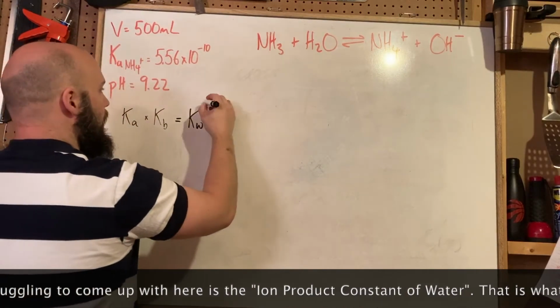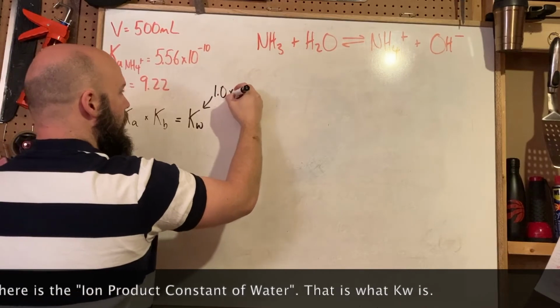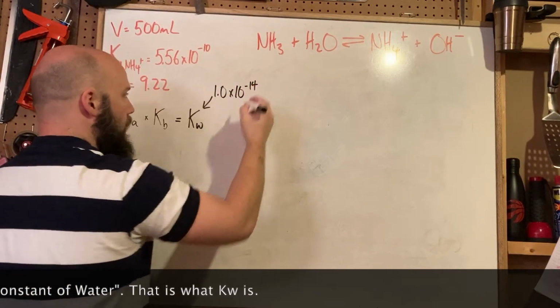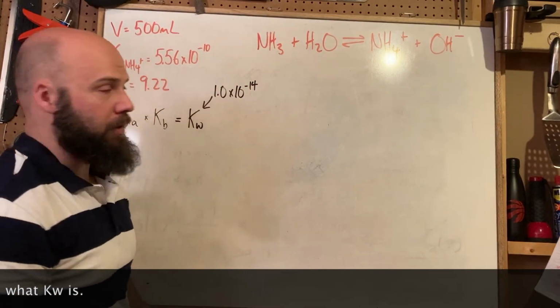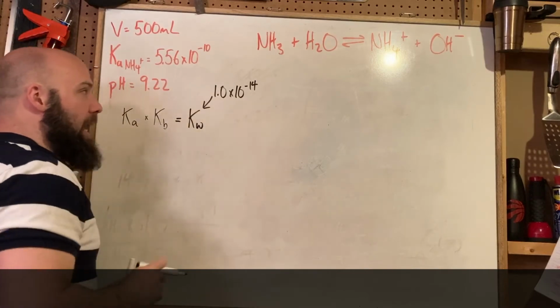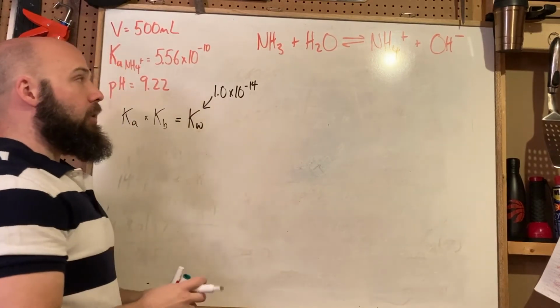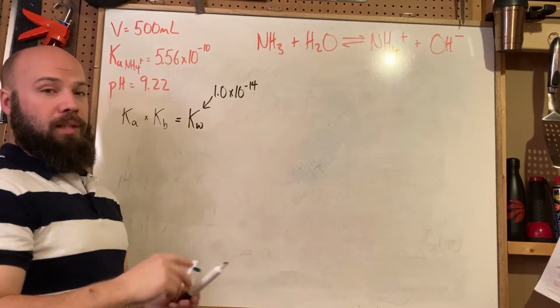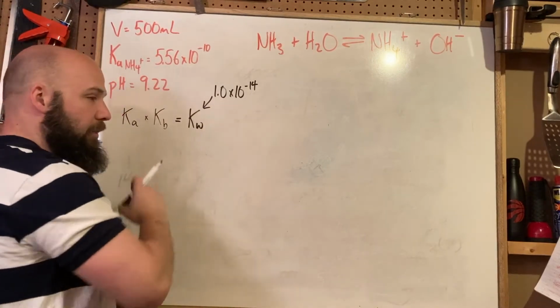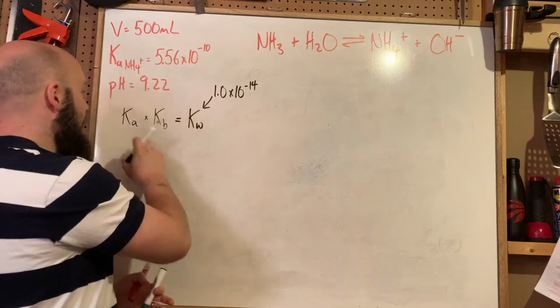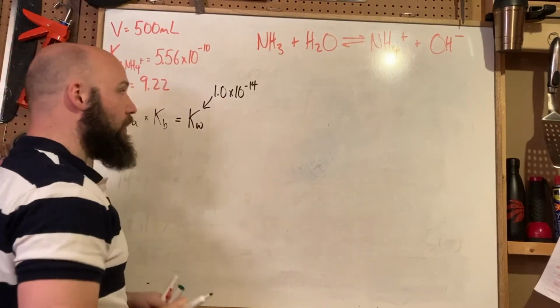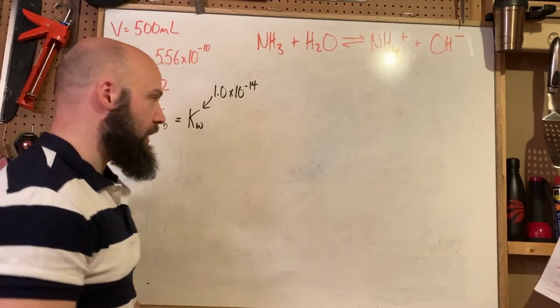And that Kw is a constant, and it's 1.0 times 10 to the negative 14. If we think about this for a second, if your Ka was 1.0 times 10 to the negative 7, that would result in a pH of exactly 7. And if your Kb was the same, they would multiply together to get 1.0 times 10 to the negative 14.